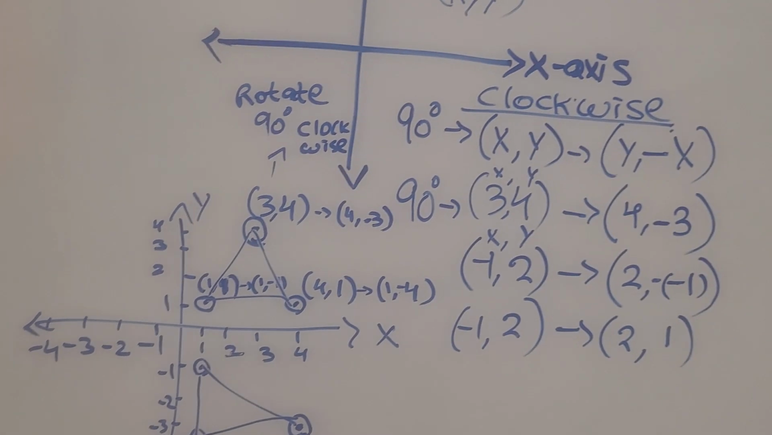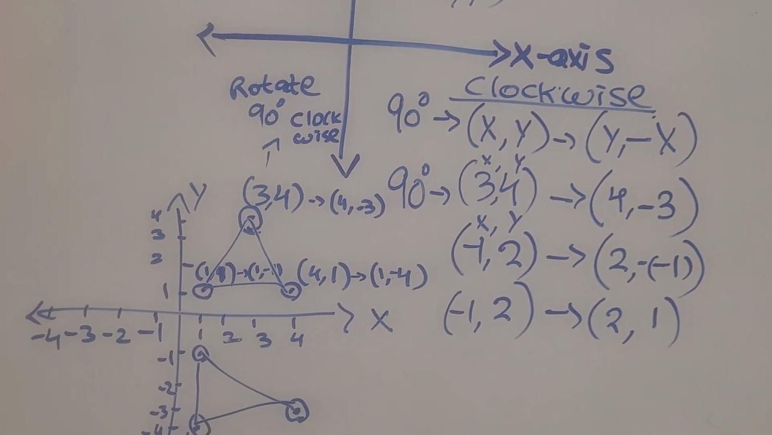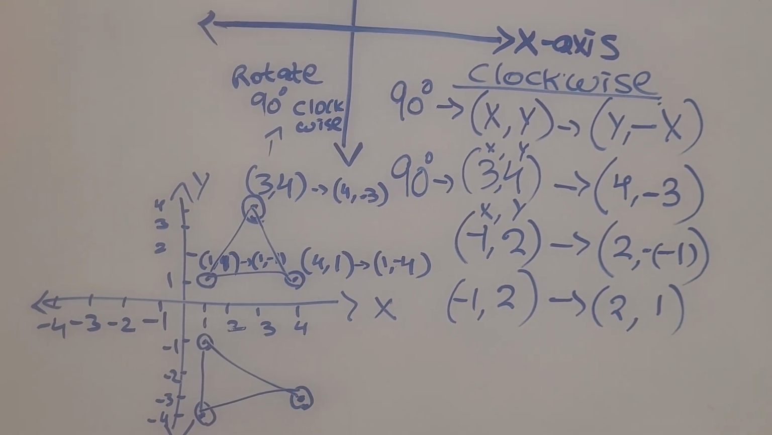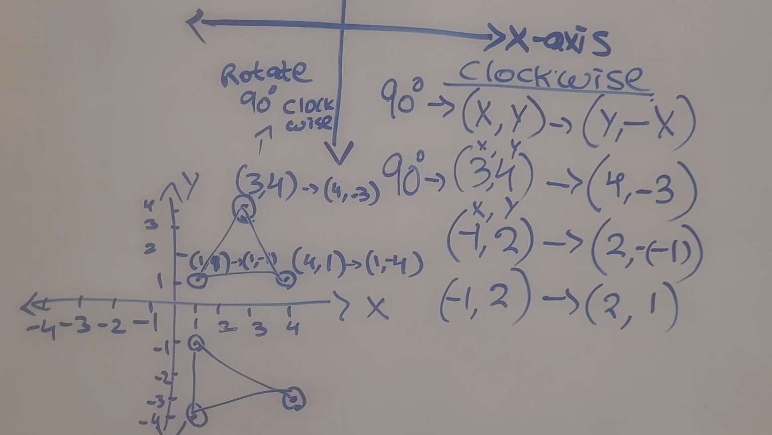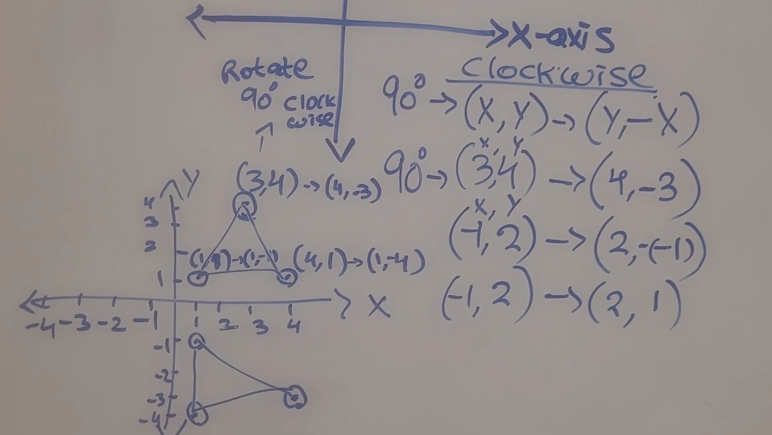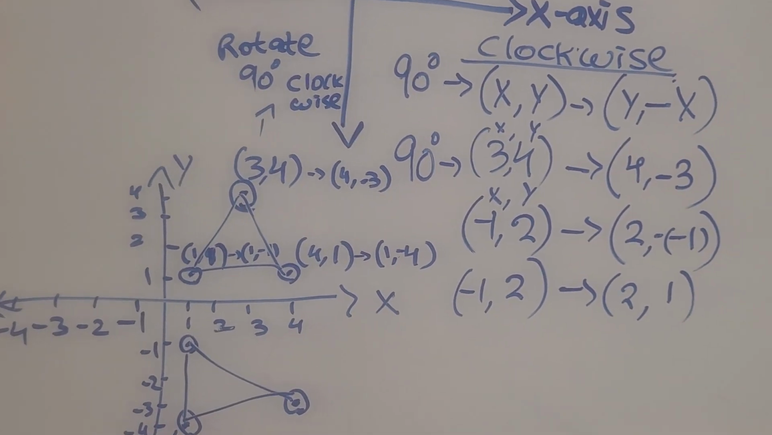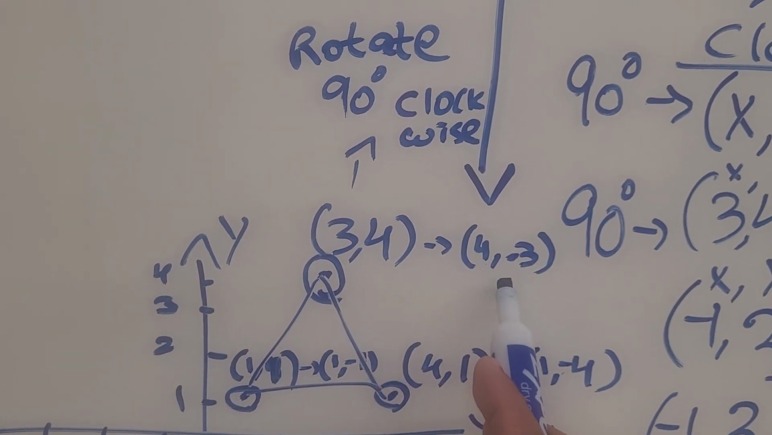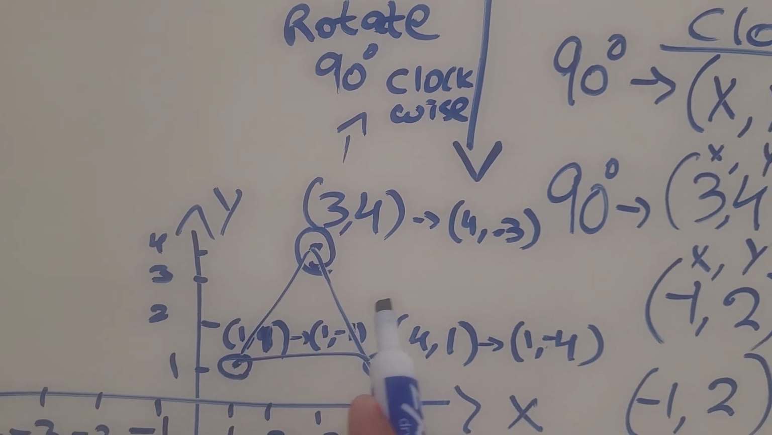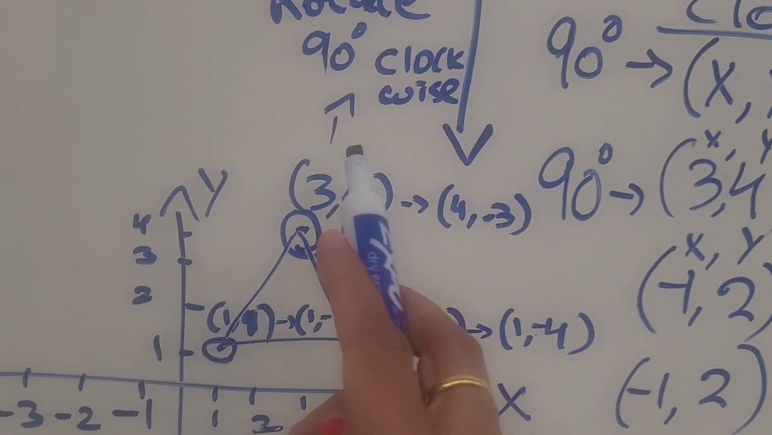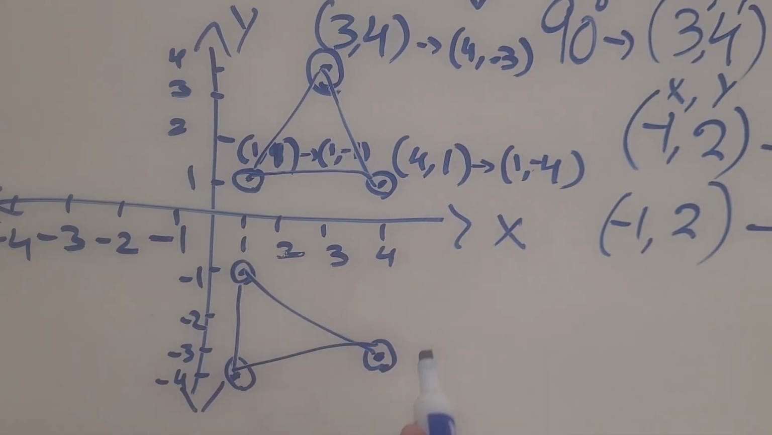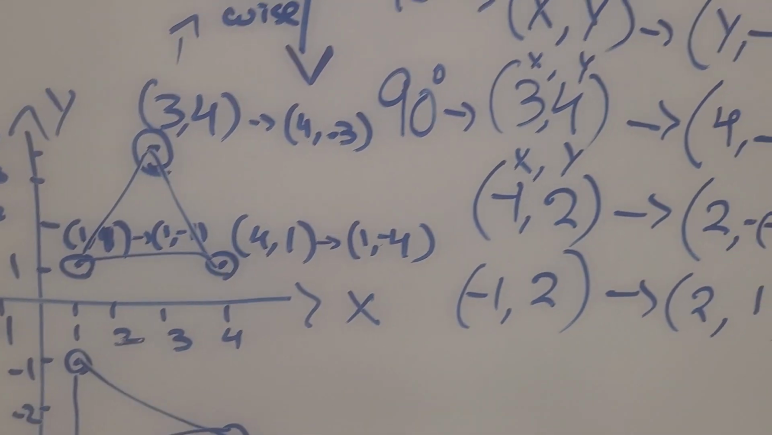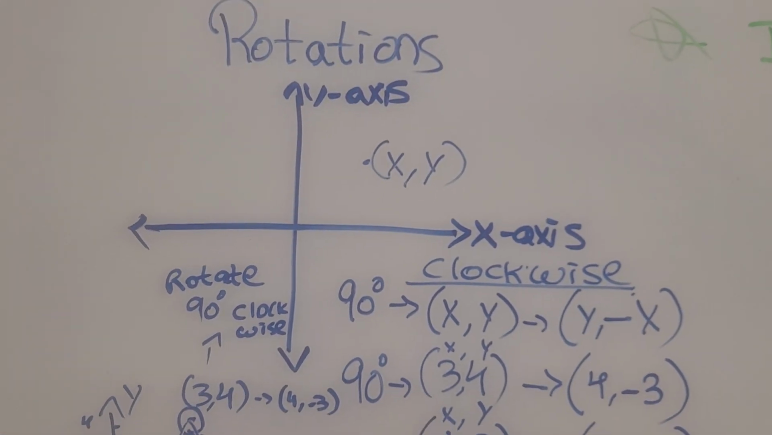So this is a glimpse of the total concept. For rotation of 90 degrees clockwise, x comma y changes to y, and apply the negative sign to the x coordinate, so y and minus x. So I have shown you this rotation of 90 degrees clockwise. For 3 comma 4 it is 4 comma minus 3, for 1 comma 1 it is 1 comma minus 1, and for 4 comma 1 it is 1 comma minus 4. So this is the original figure. When it is rotated 90 degrees, the rotated figure is this. So this is how you do the rotation for 90 degrees.